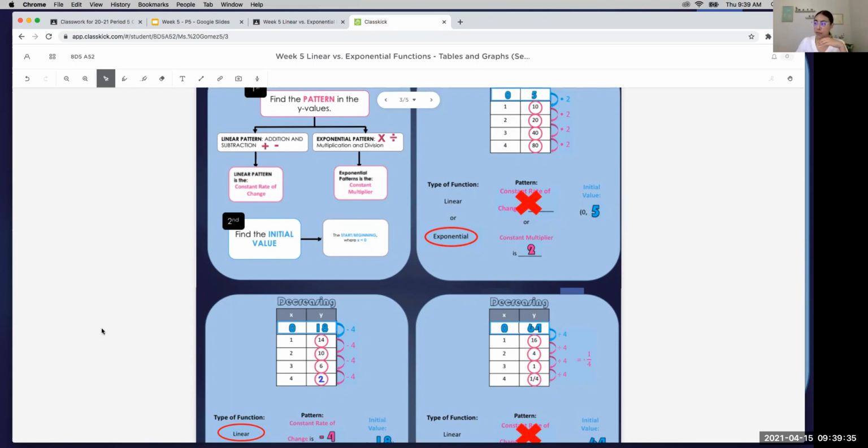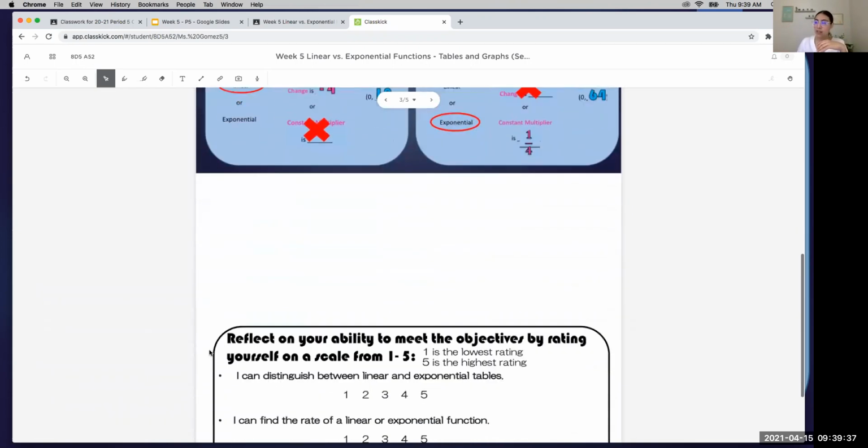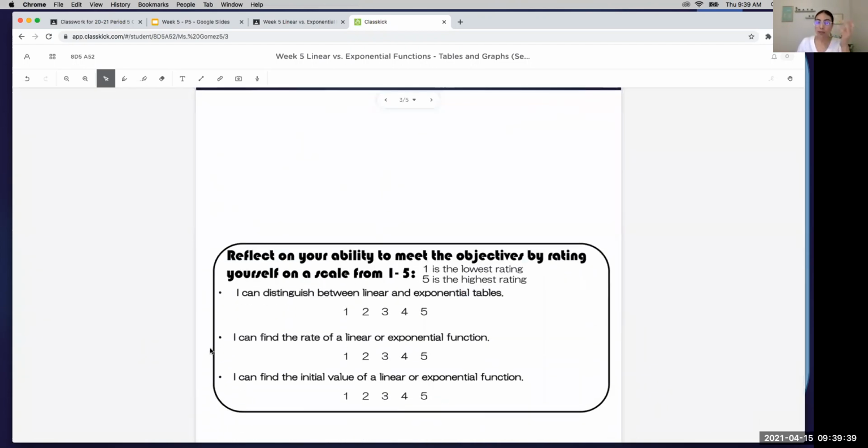All right, I'm going to give you guys 1 minute to reflect on your ability to meet the objectives from today by rating yourself from 1 to 5. 1 is the lowest rating, meaning nope, I don't think I'm meeting the objectives. Your objectives are, can I distinguish, meaning can you tell the difference between linear and exponential tables? The second part of that objective was, I can find the rate of a linear or exponential function.